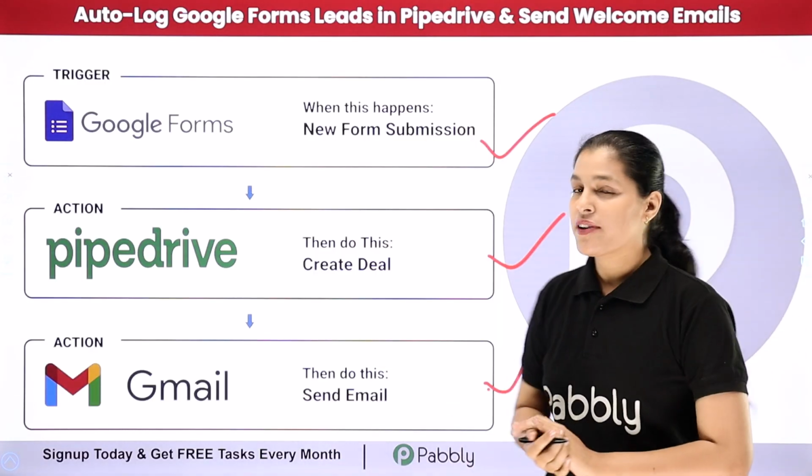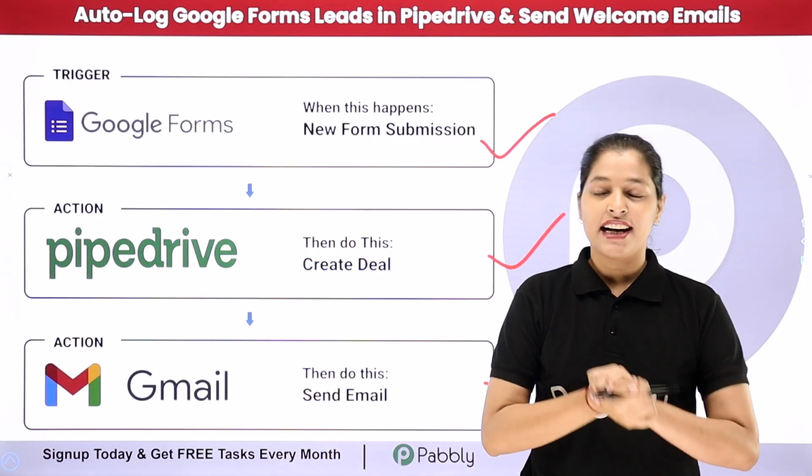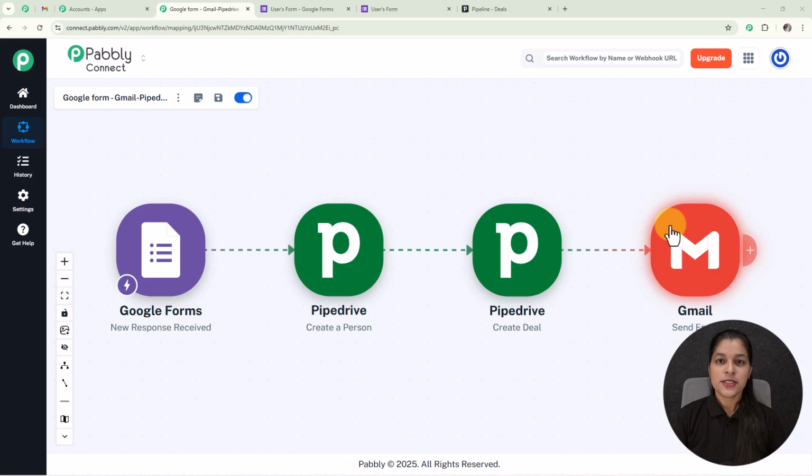So if you also want to create this amazing automation, then let me take you towards my screen. Welcome to my screen, and let's build this automation which is going to create a deal in Pipedrive and send emails to your Google Form leads. Now for testing this automation, let's move on towards my Google Form.